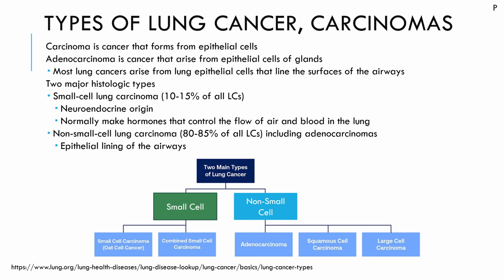Histologically, there's two major types. Small cell lung carcinoma makes up a minority percentage of the lung cancers. It has a neuroendocrine origin, and it normally is involved in making hormones that control the flow of air and blood in and out of the lung. Non-small cell lung carcinomas make up to 85% of all lung cancers, and include adenocarcinomas, making up the balance of the other main set of lung cancers.